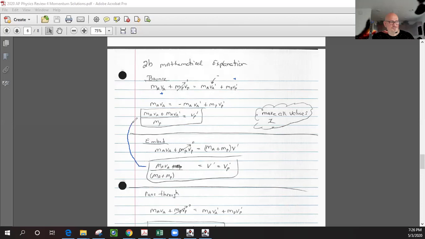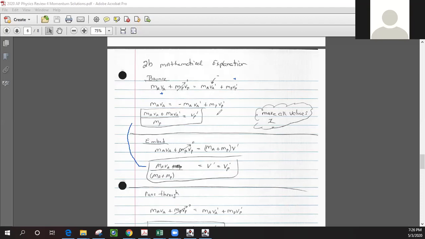Compare these two results. Would this be greater than this? No. If you look closely, this is a bigger denominator. The one that bounces would be larger, because it's divided by a smaller number. Yeah, good point.